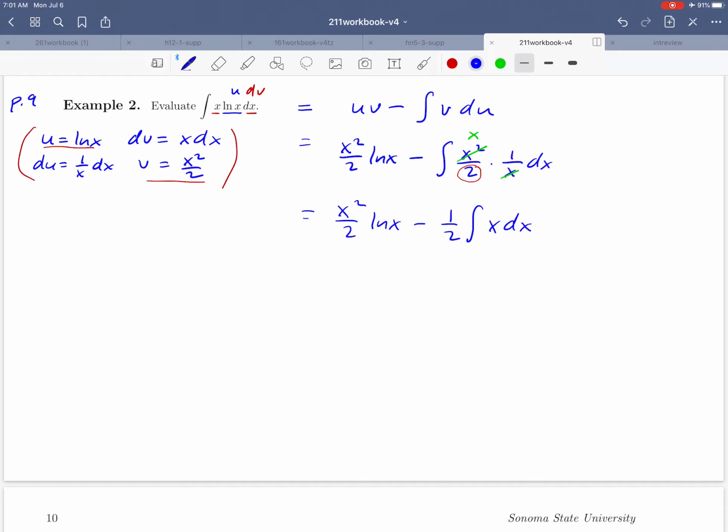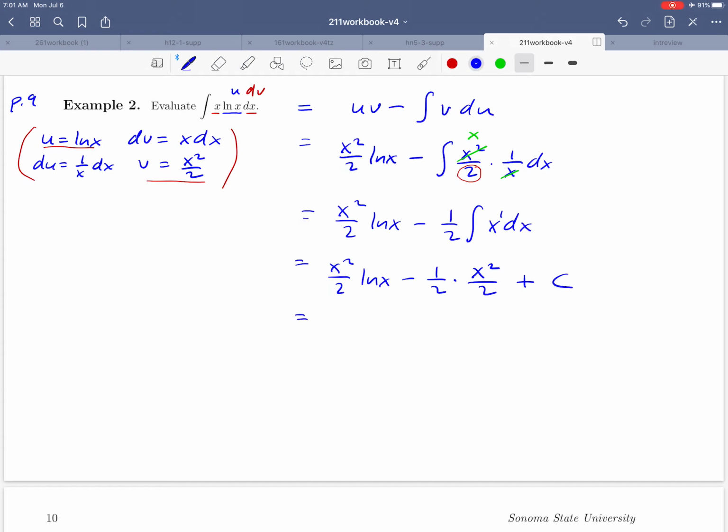Okay, so we need an antiderivative for x. And we can do that using the power rule. Remember, again, that's x to the first power. So we're going to raise the power by 1 and divide by the new power. And our antiderivative is going to look like x squared over 2. And we'll put a plus c on the end because we're looking at an indefinite integral.